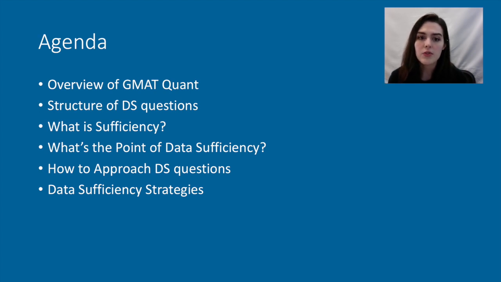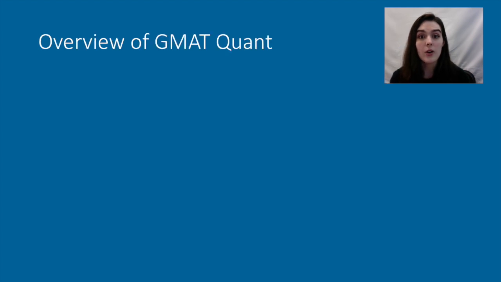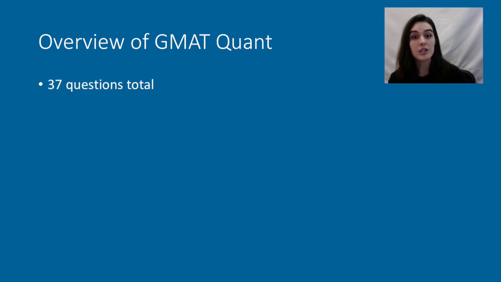So, for example, if you already feel comfortable with the concept of sufficiency, but aren't totally clear on how these questions are relevant to business school, you can click on the timestamp for what's the point of data sufficiency and skip to that portion of the video. But for now, we're just going to go ahead and start right at the top with an overview of GMAT Quant. So the GMAT Quant section is 75 minutes and 37 questions in total.